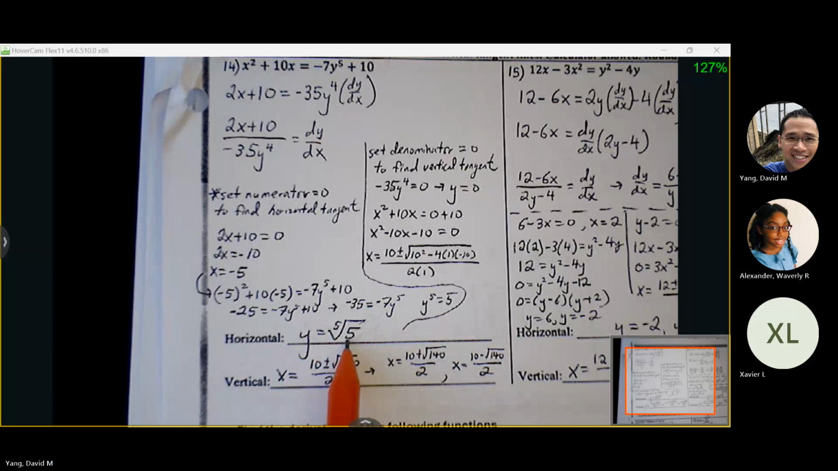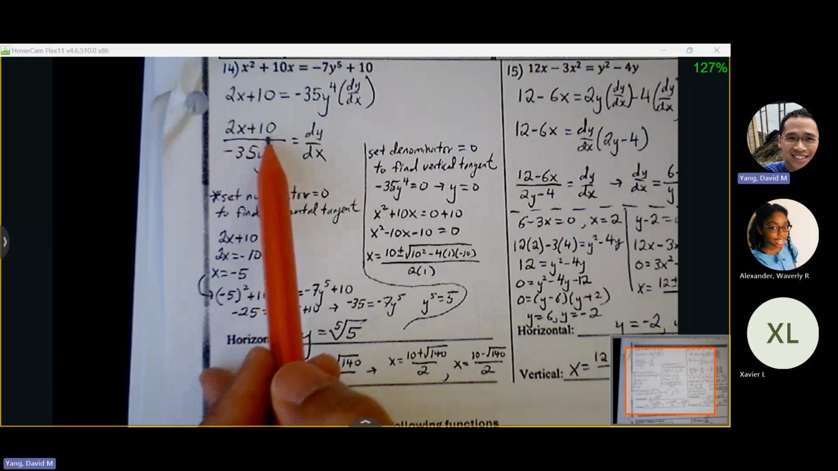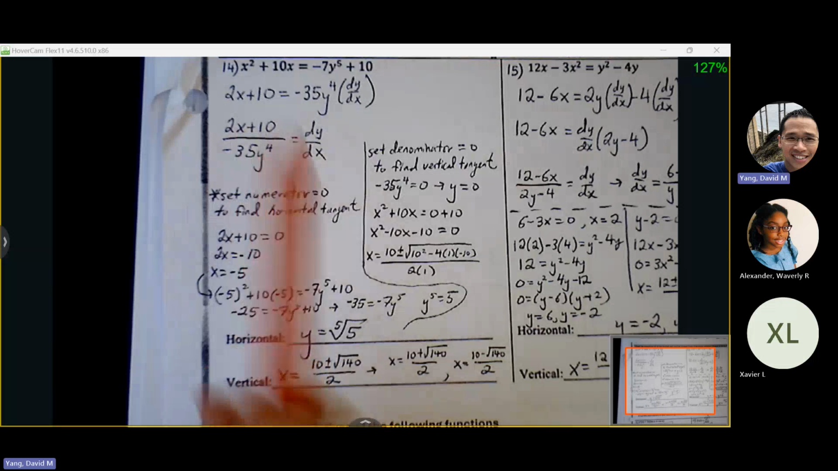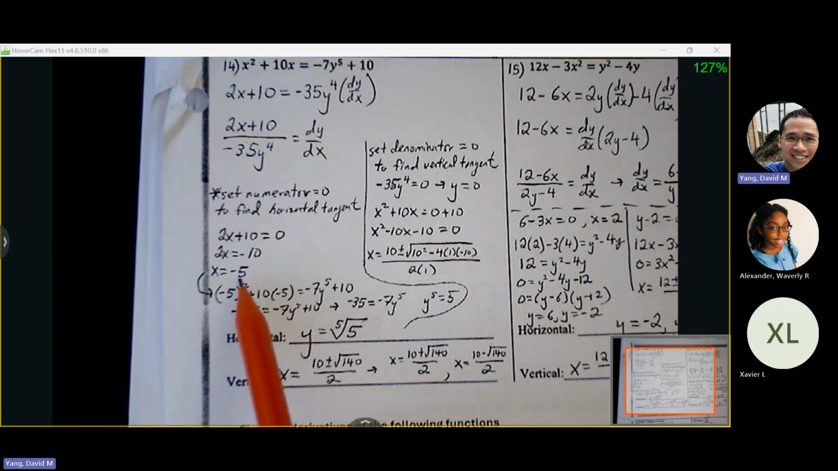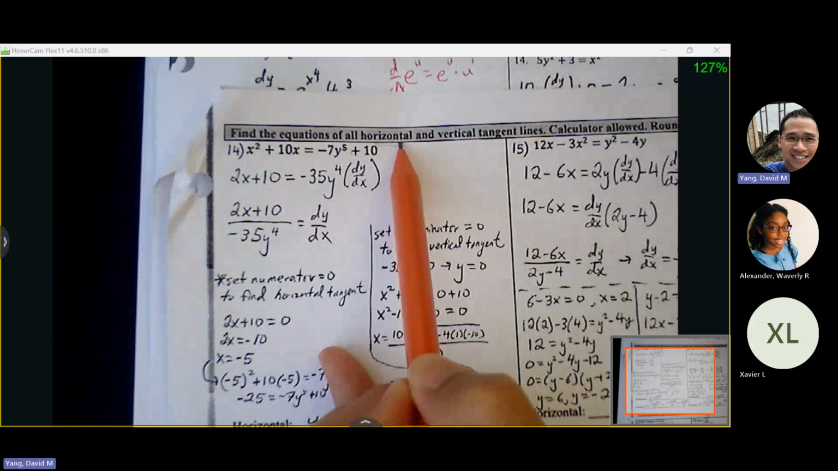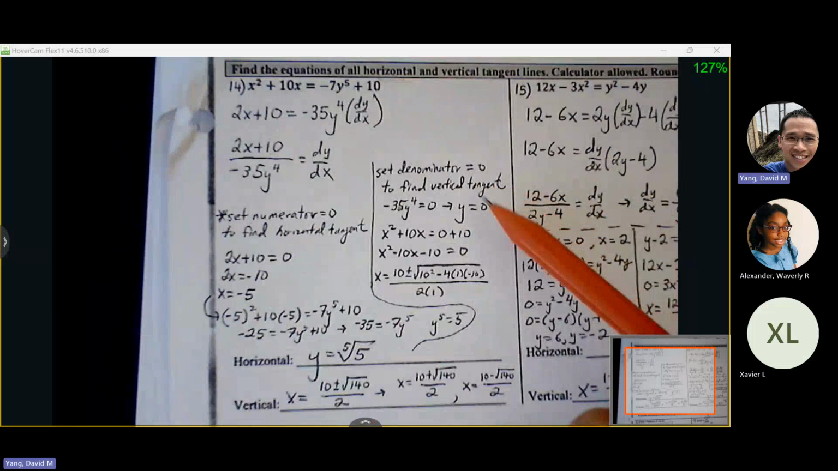Now, if for some reason you're able, let's say it was like 2y plus 10 equals 0, then once I solve for y, then I'm done. There's nothing more I need to do. But because I was sitting at an x value, I had to go a little further since I was looking for a horizontal line.